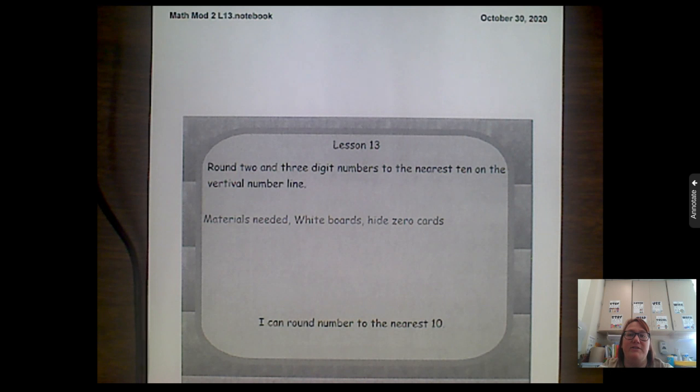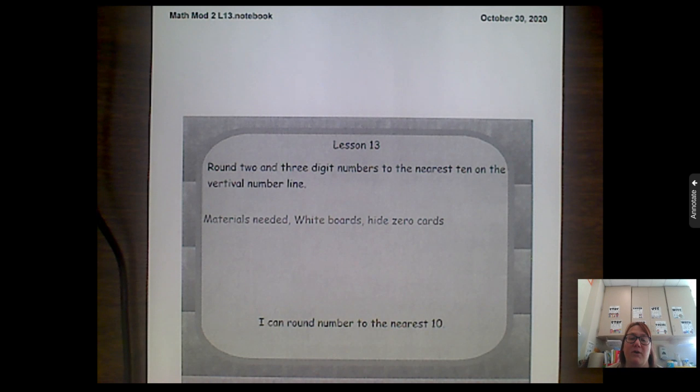Hi, boys and girls. Today we are getting ready to start math lesson 13. So if we look at our lesson objective for today, we are starting rounding. So we are rounding 2 and 3 digit numbers to the nearest 10 on the vertical number line.